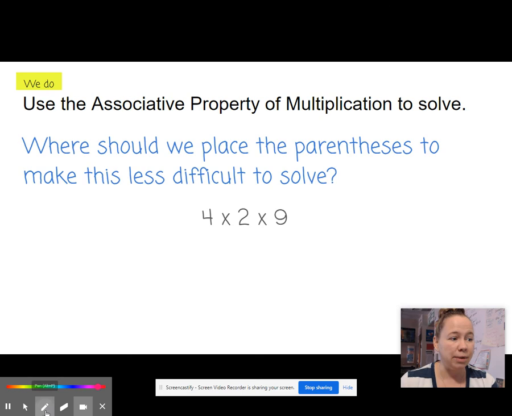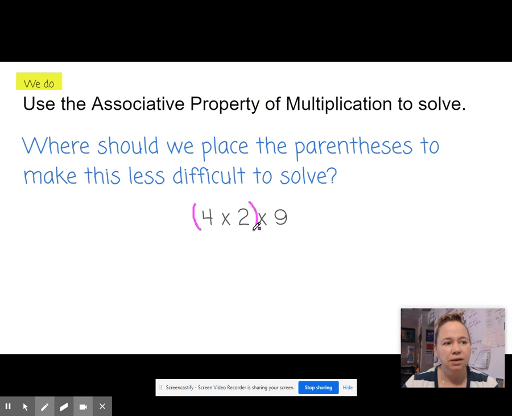All right, let me get out my trusty pen here. Let's do pink today. All right, so if I'm looking at this problem, I could put it here. And that means me, me, me. So we would solve that first, and we would get 8 times 9. Oh, that's one of my math facts that I know. So I'm going to do 8 times 9.